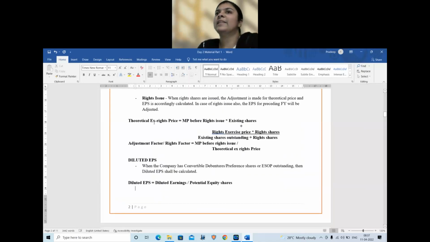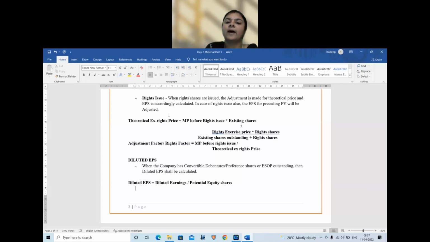Okay, now let us understand the rights adjustment for EPS calculation in the current year. First, we need to calculate the theoretical ex-rights price. So what is this theoretical ex-rights price? Assuming that the rights are issued, after the rights issue, what should be the market price? Theoretically, what should be the market price? That calculation is called the theoretical ex-rights price.